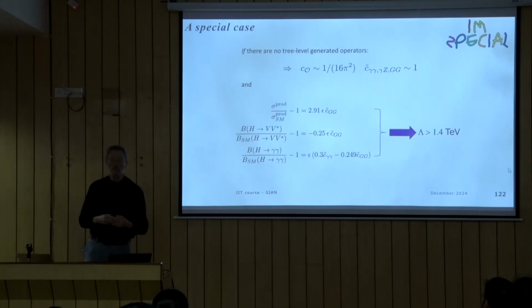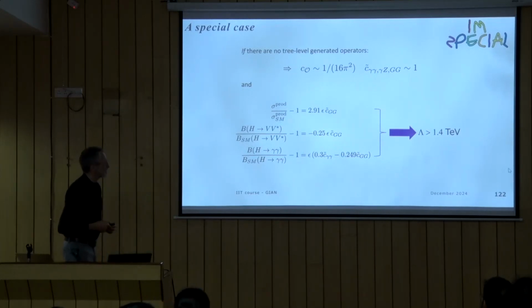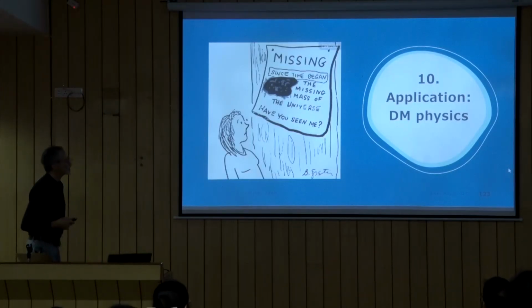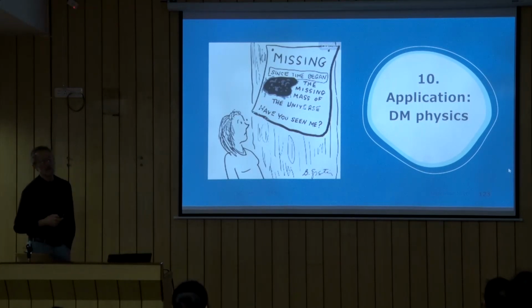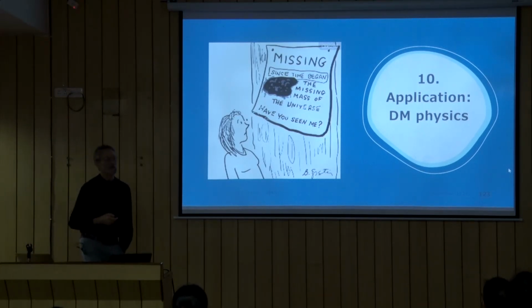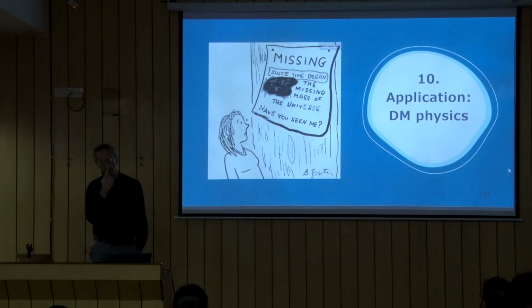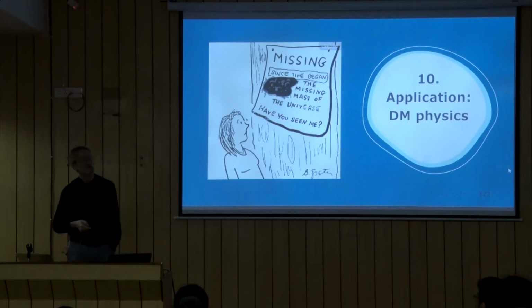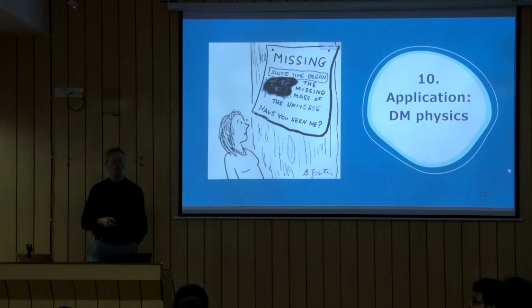Okay. If not, let me go to the last application that I had in mind, and this is application to dark matter physics. Now, dark matter is characterized by two things. We don't know what it is. We really think that it's there, but we have no idea what its properties are.